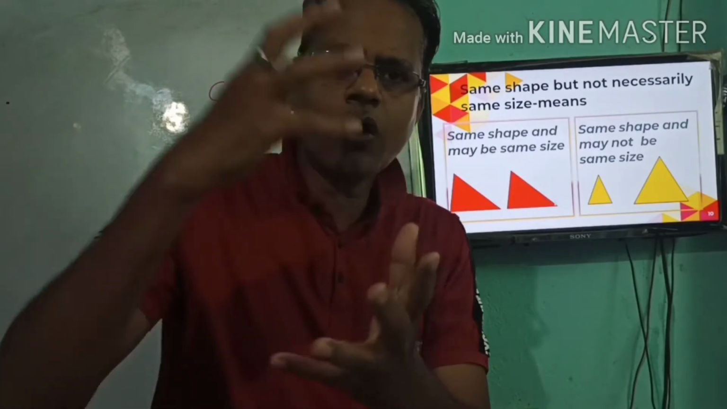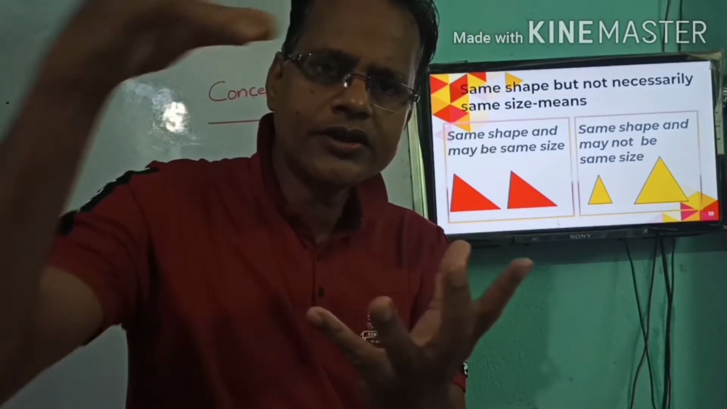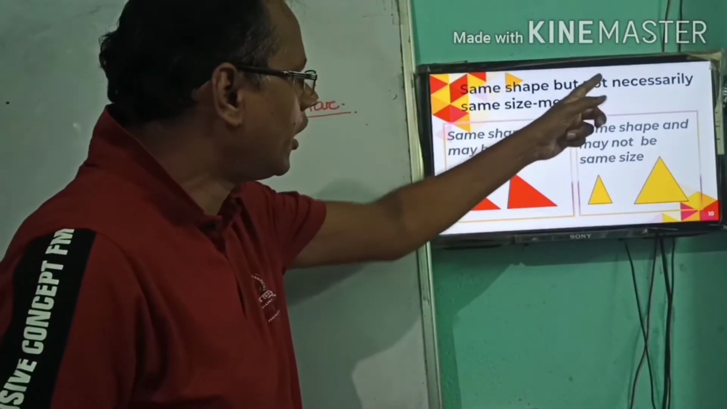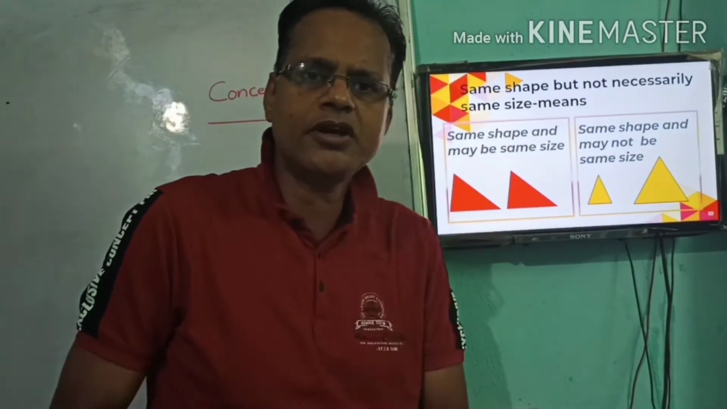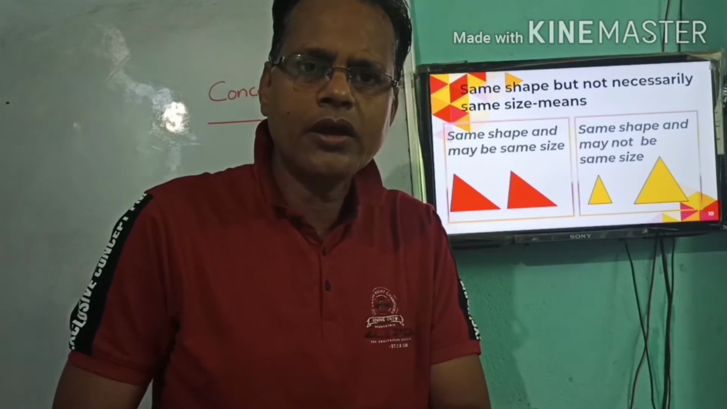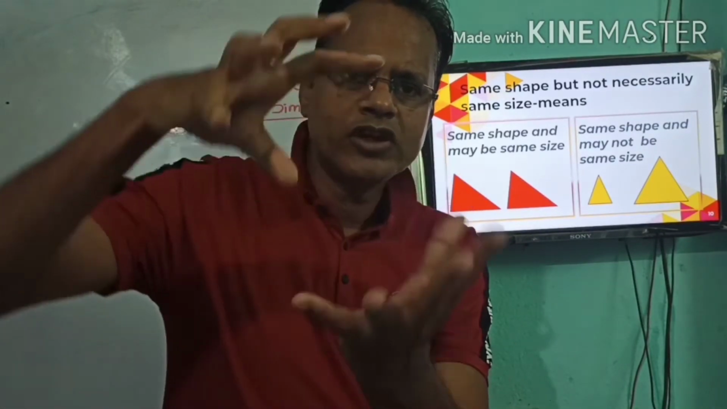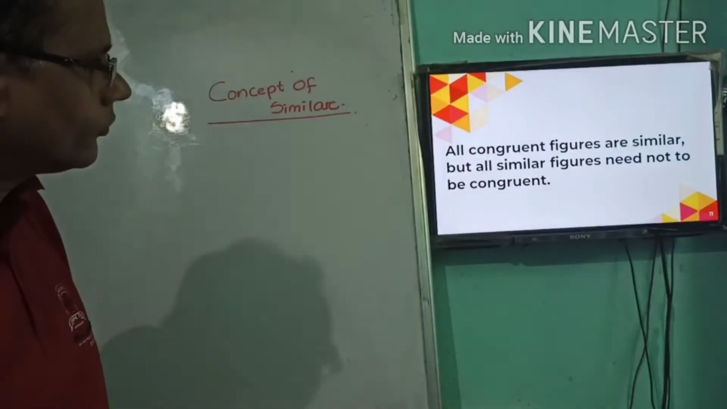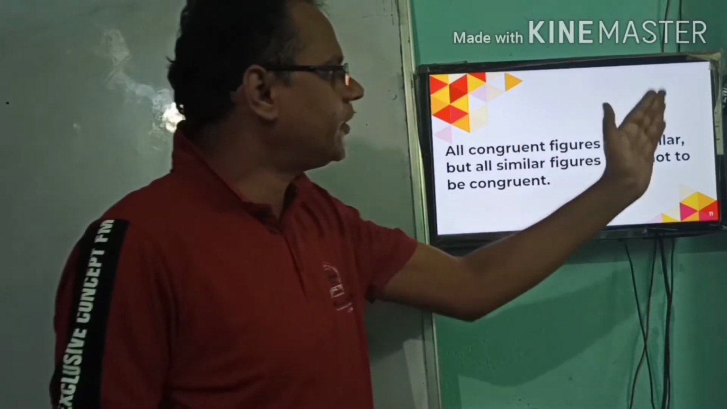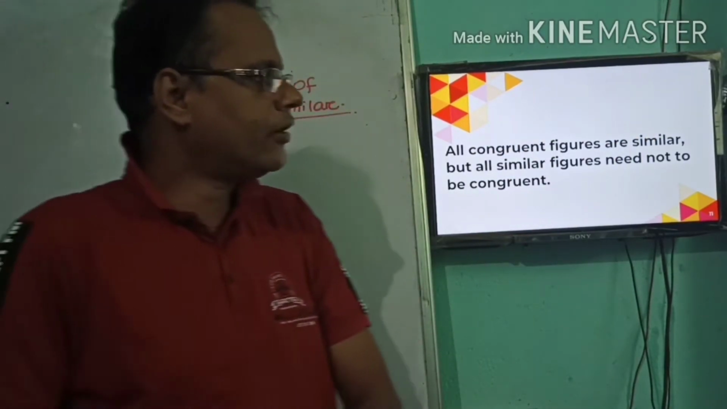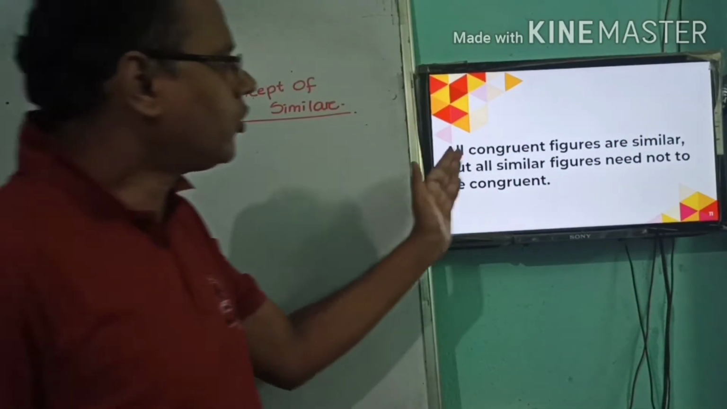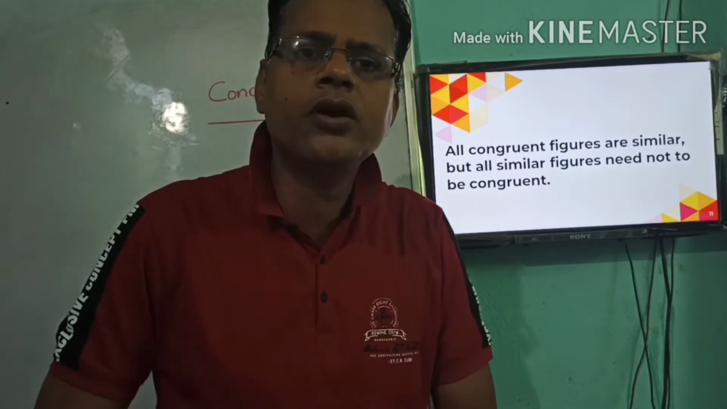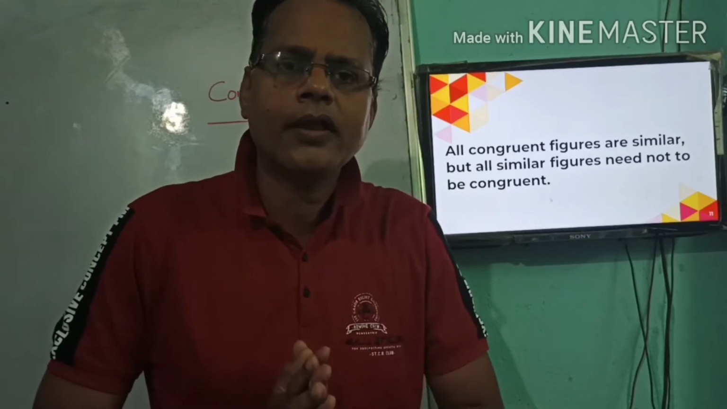Yes or no? Because congruence is relating same shape and same size, and similar is also relating same shape and same size. Okay, but this similar is another extra property with us. All congruent figures are similar, but all similar figures need not be congruent. Is that clear? How does this happen?